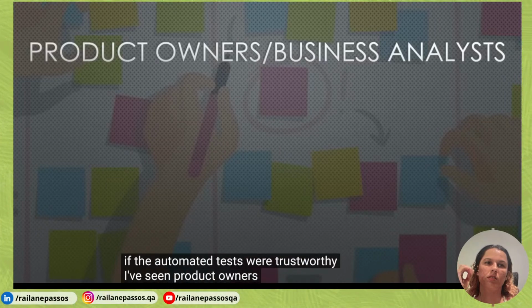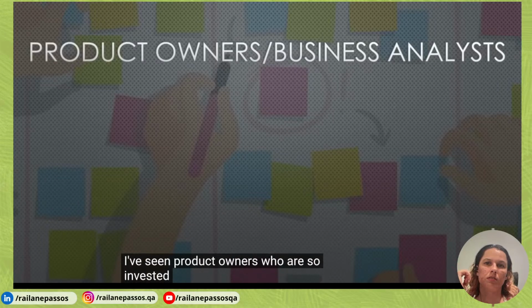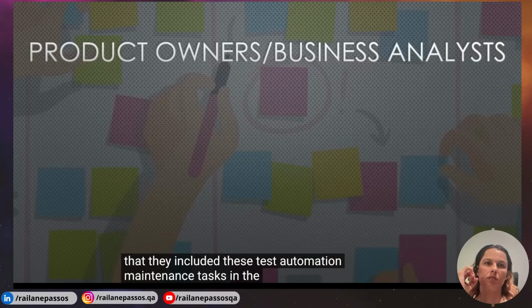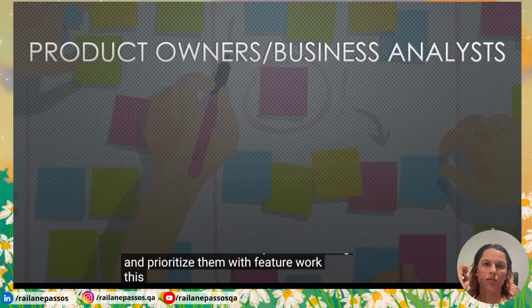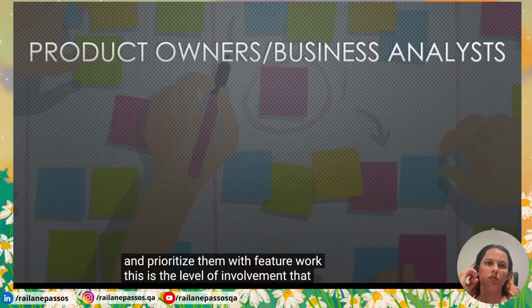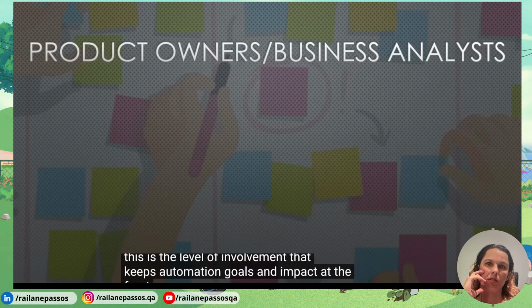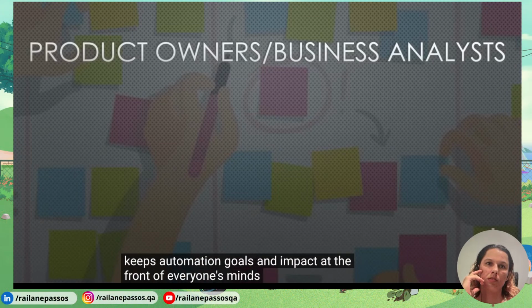I've seen product owners who were so invested that they included these test automation maintenance tasks in the product backlog and prioritized them with feature work. This is the level of involvement that keeps automation goals and impact at the front of everyone's minds.